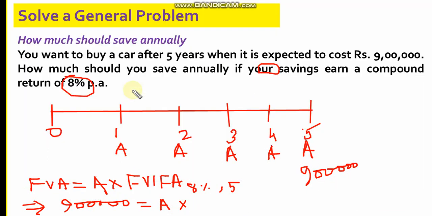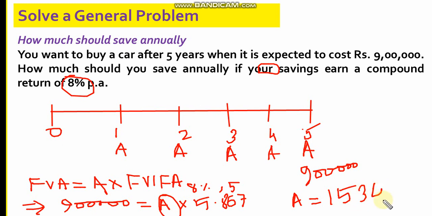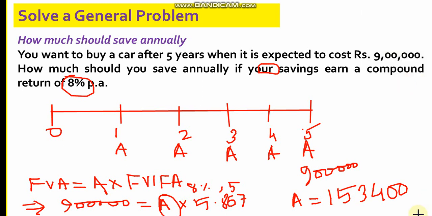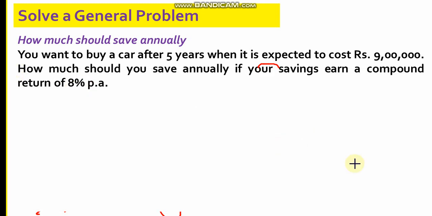I take the number from the table, so 5.867. So now I can calculate this unknown figure from this equation. Once I calculate, my annuity will become 9 lakh divided by 5.867, which will give me an answer of 1,53,400, right? So my answer is, if I can save 1,53,400 annually, then I can reach that particular goal where I will have enough money to buy a car.